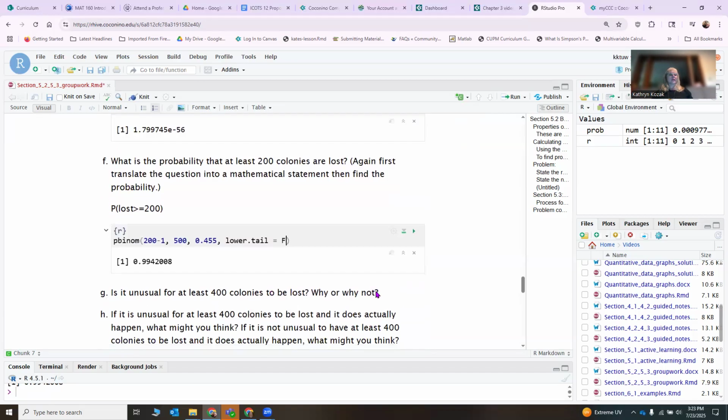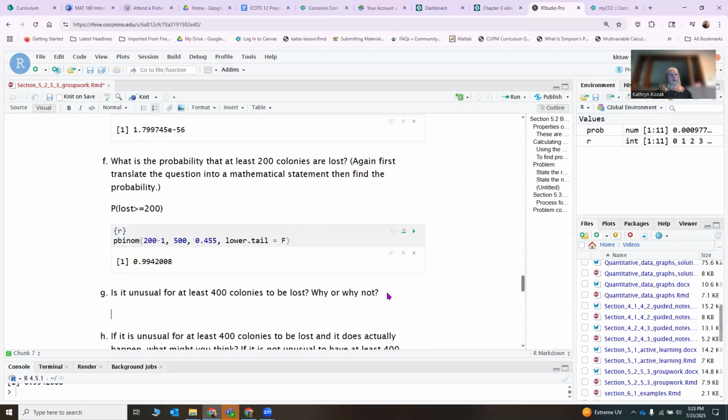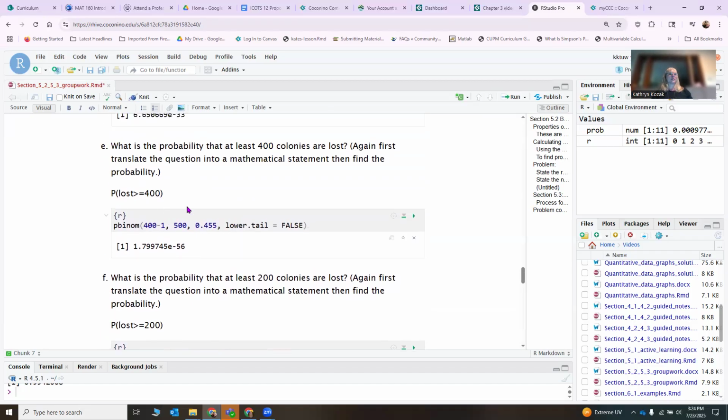So is it unusual for at least 400 colonies to be lost? Why or why not? Well, yes, because the probability of lost being greater than or equal to 400 is much less than 0.05. And we know that because we did that calculation right here. We found it to be a really small number.